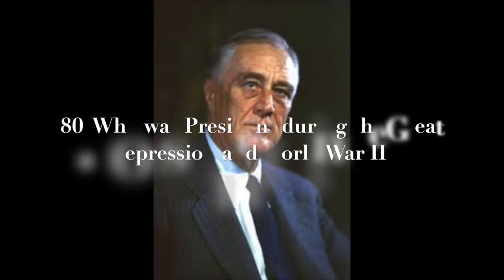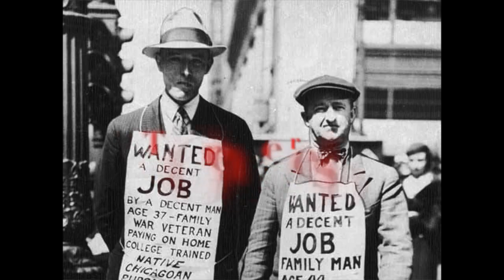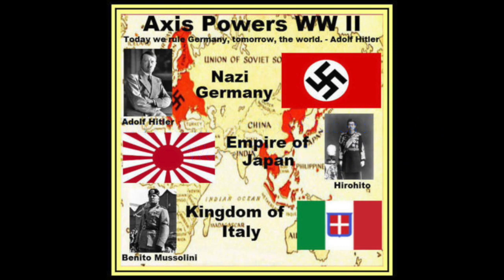Question number 80. Who was president during the Great Depression and World War II? Your answer is Franklin Roosevelt, and many learners have problems separating question 79, Woodrow Wilson, and question 80, Franklin Roosevelt. What you might want to do is associate Roosevelt with the Great Depression and not so much World War II. Number 81, who did the United States fight in World War II? Your answer is Japan, Germany, and Italy.